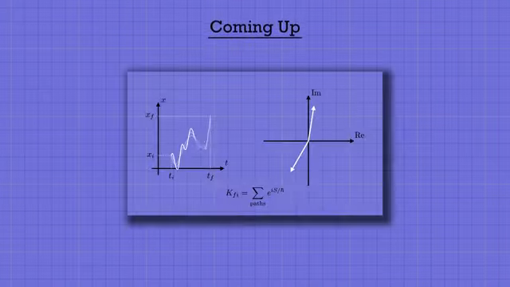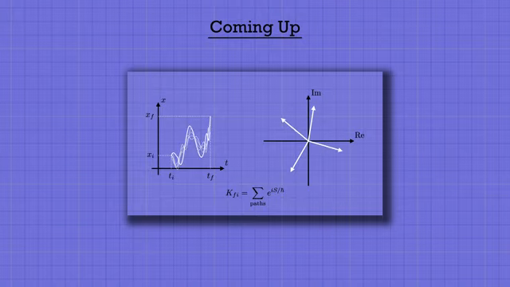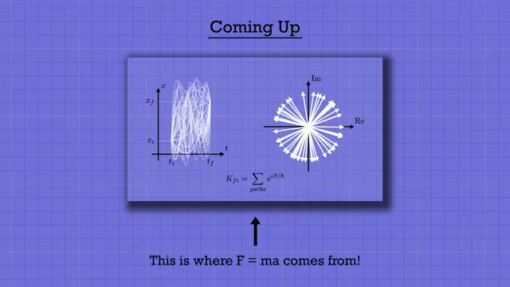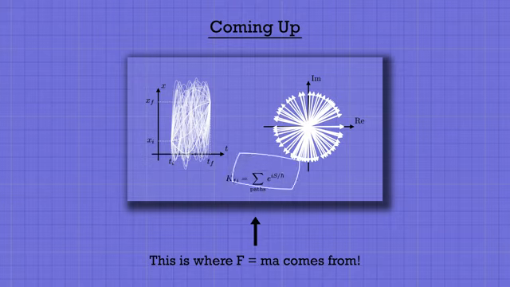And once you understand it, Feynman's perspective will give you a ton of insight into the counterintuitive way that things behave in the quantum world. And at the same time, it will teach you how the laws of classical physics, like F equals ma, are derived from the more fundamental quantum mechanical description of nature.